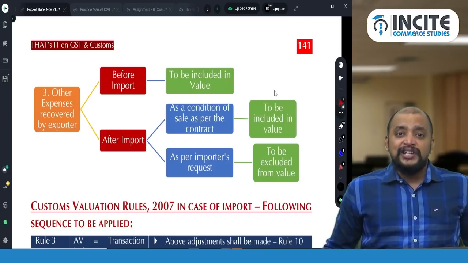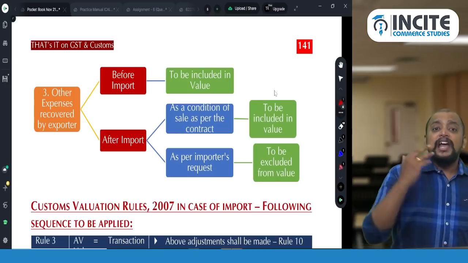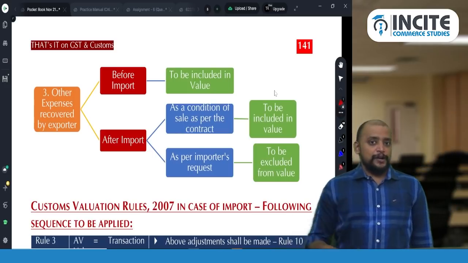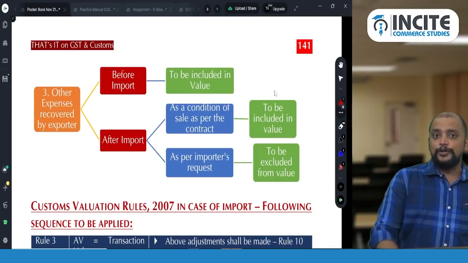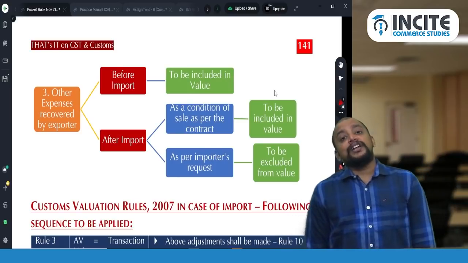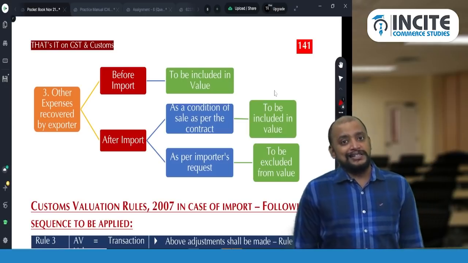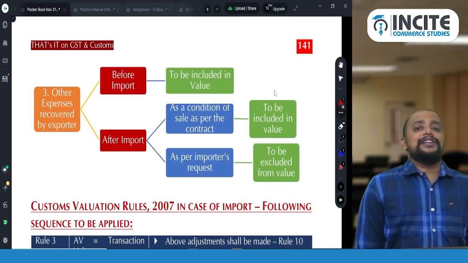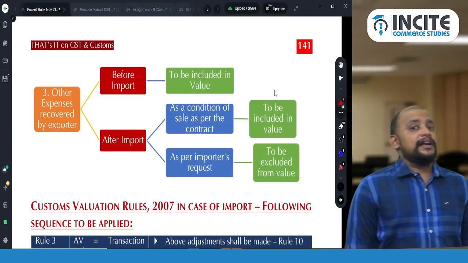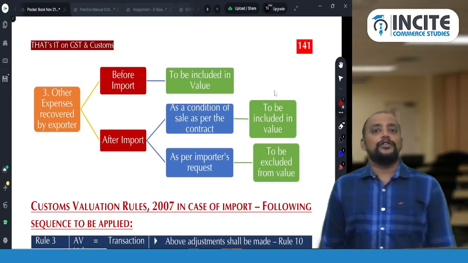So design and engineering charges or development charges, any kind of charges which are incurred by the exporter and recovered from the importer before import, definitely it should be included in the value. If it is charged by the exporter to the importer after import, is it a condition of sale? Example, installation charges. So exporter has to do the installation, which will be done after import. As a condition of sale, that installation charges will be included in the value.